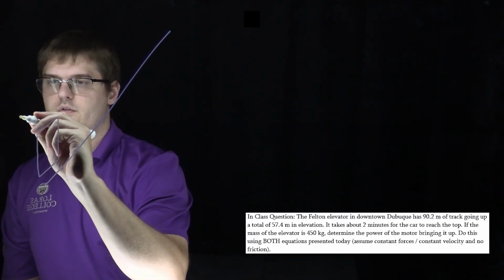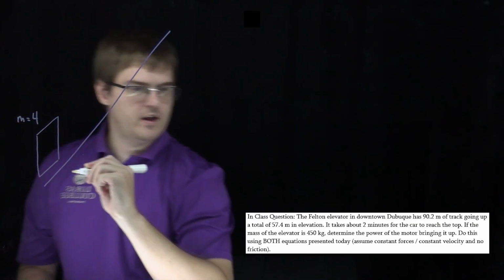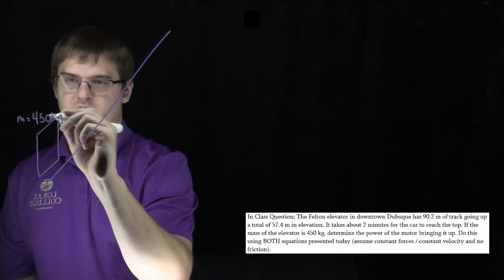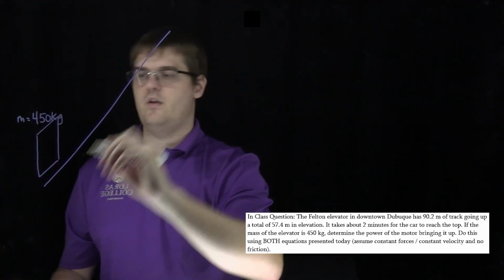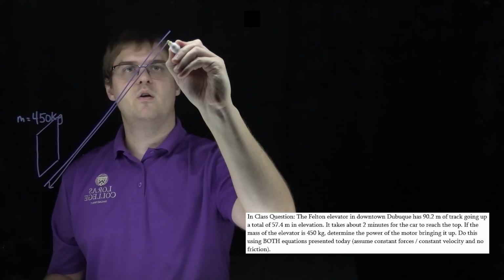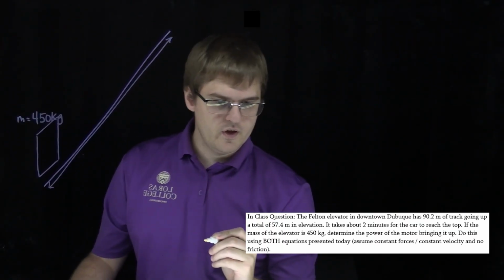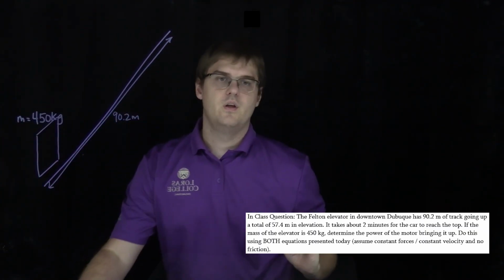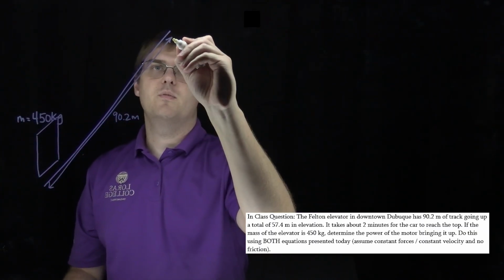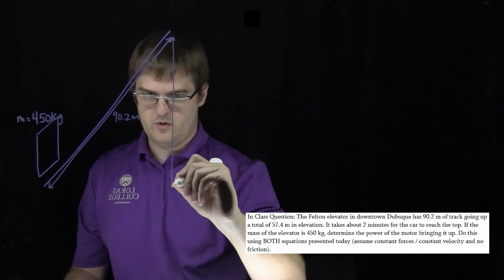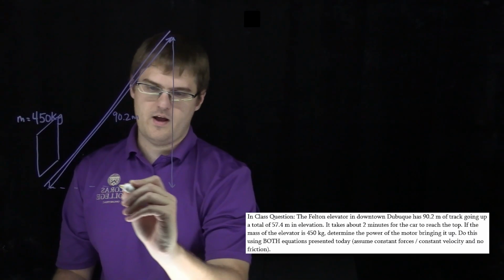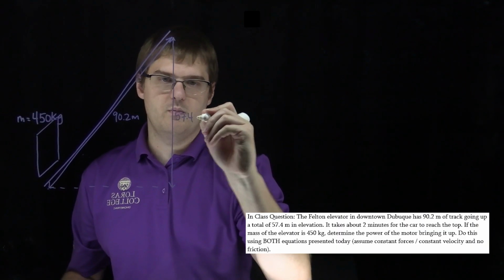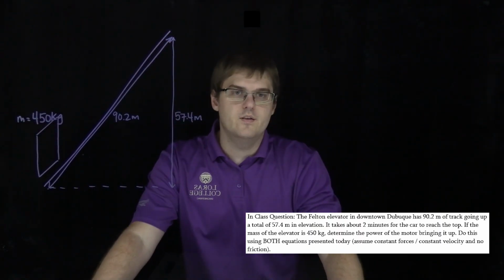The Fenelon elevator has a mass of 450 kilograms and travels a total distance of 90.2 meters. It's going up the side of a hill, which has a total height difference of 57.4 meters.